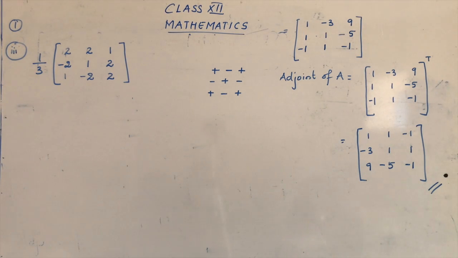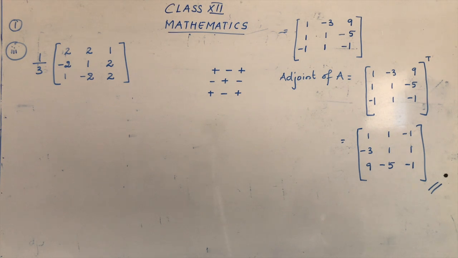Now let's see the third subpart. What's the third subpart? It's 1 by 3 times the matrix 2, 2, 1, minus 2, 1, 2, 1, minus 2, 2. So now what we are going to do over here, again we are going to find the adjoint of the given matrix. Now, already you people know what are the two steps to be followed. The first step is to find out the cofactors, and the second step is to find out the transpose of the cofactor. So now let's start with the sum.